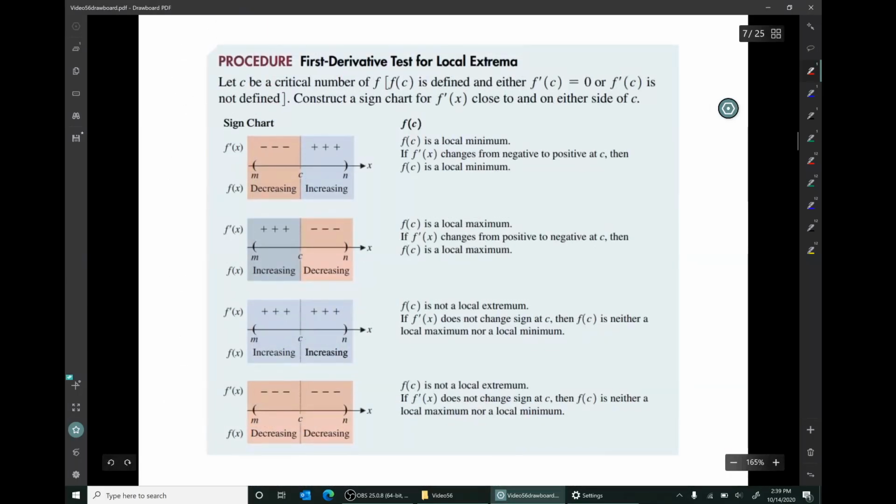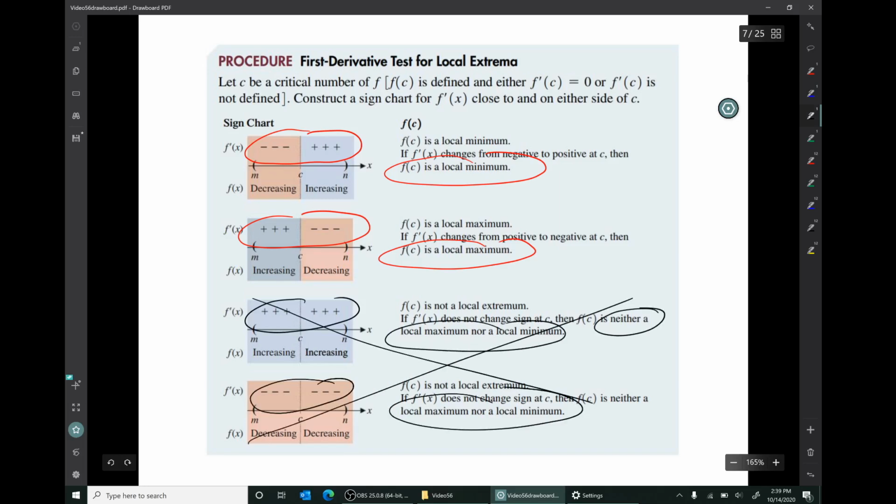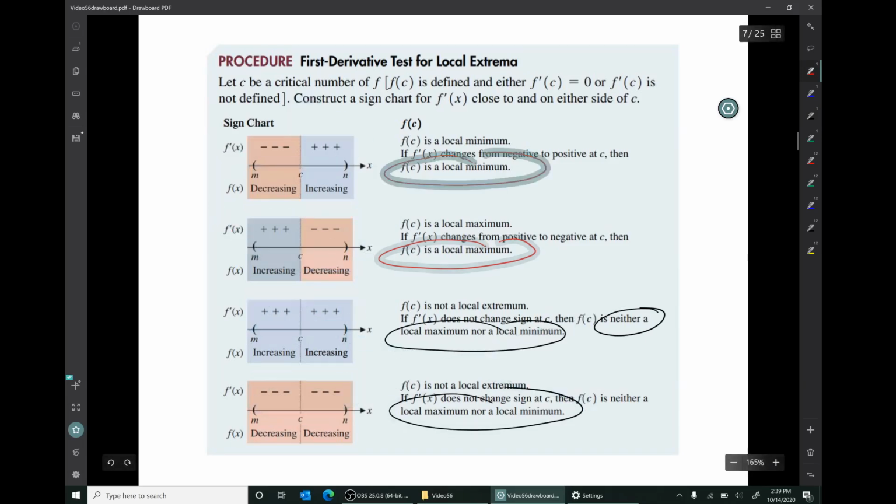First derivative test says that the only place there's a local min or a local max is at the places where the derivative changes sign. These other places where the derivative does not change sign, there is no local max or local min. So we don't care about those places. So we should look for places that have this signature where the first derivative changes sign.